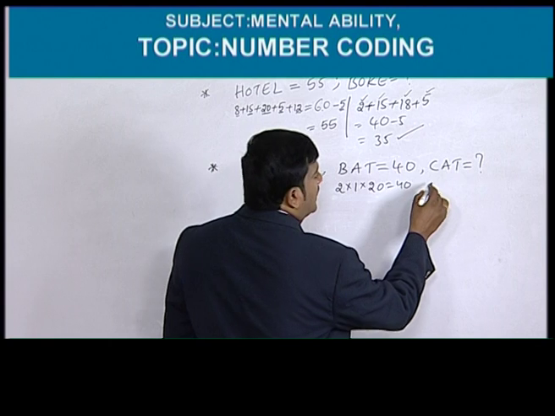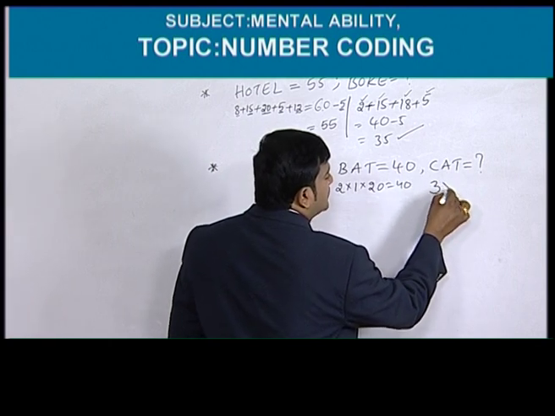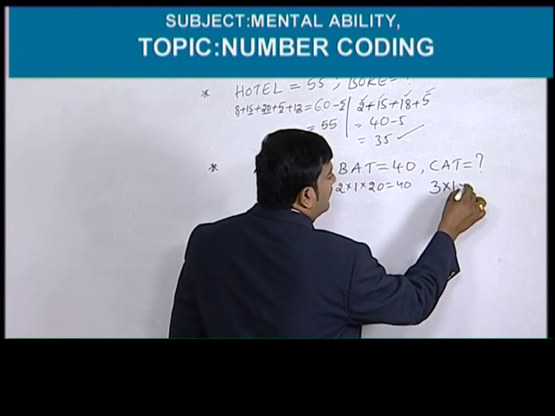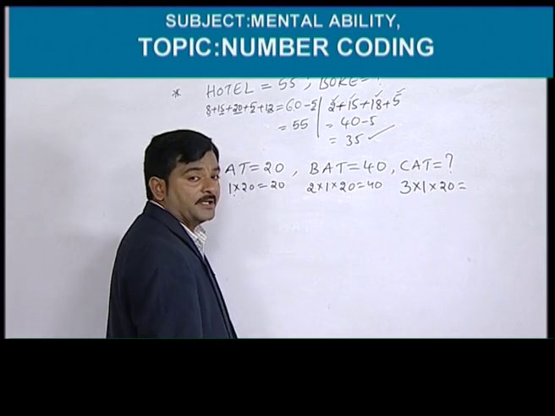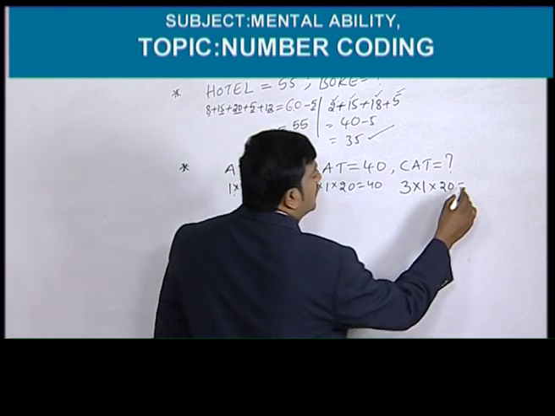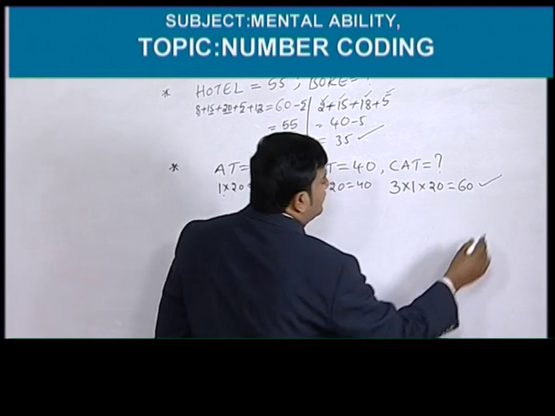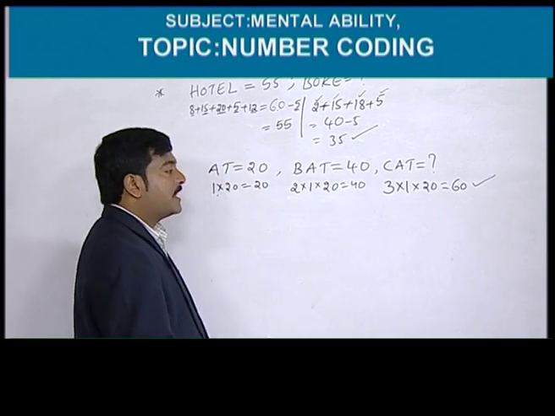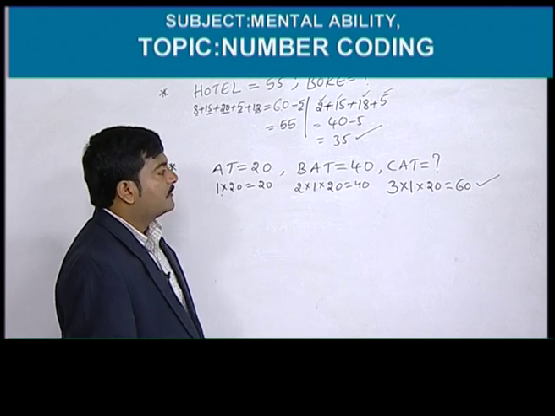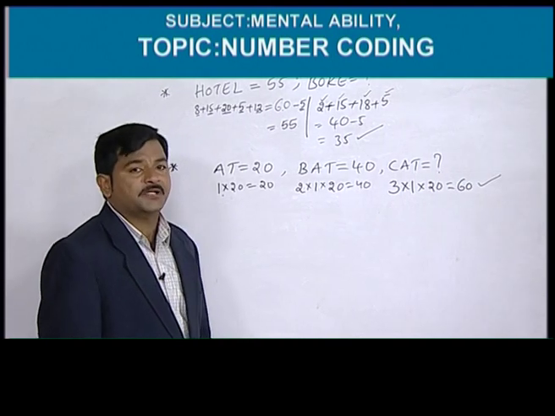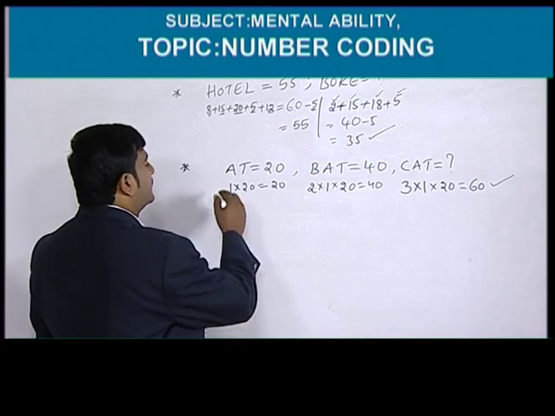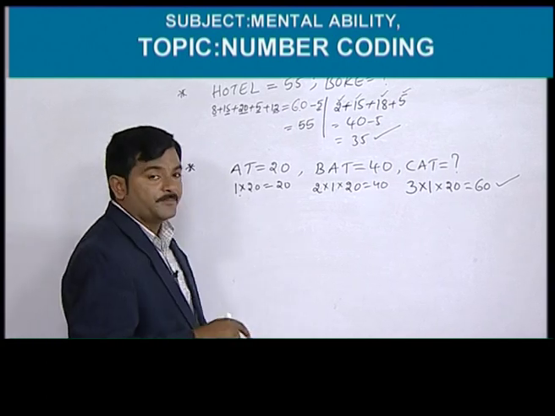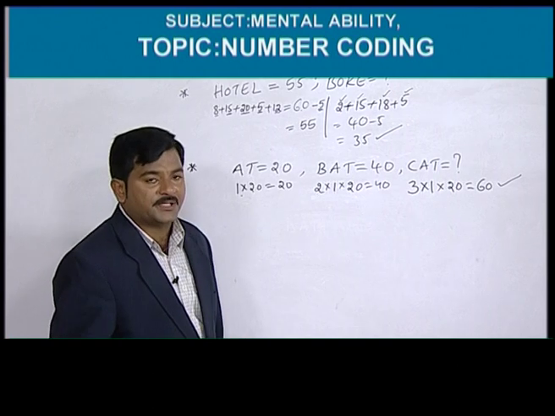The given word cat means C means how much? 3, A means how much? 1, T means how much? 20. Multiply all these 3. 3 into 1, 3. 3 into 20 is how much? 60. Hence our required answer is 60. Or else the code for the given word cat is how much am I getting? 60 I am getting. Okay, I hope you understood this beautiful example also. The concept involved in this example is multiplication.